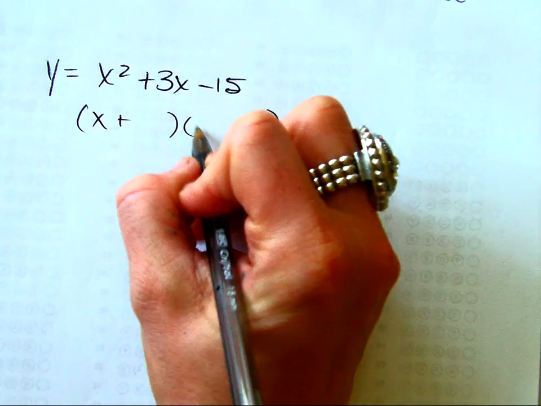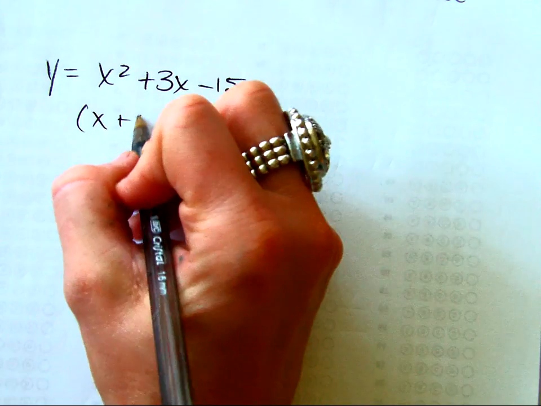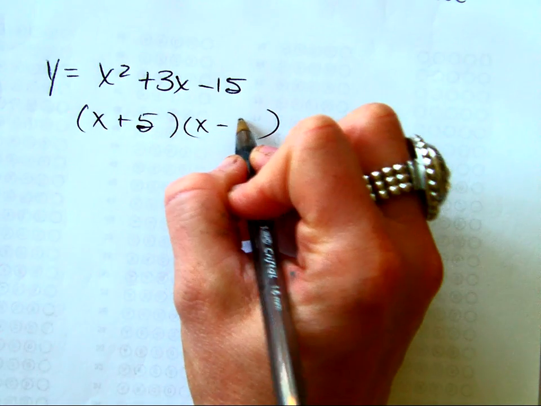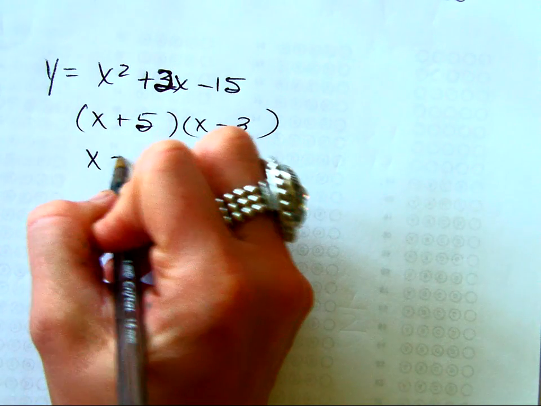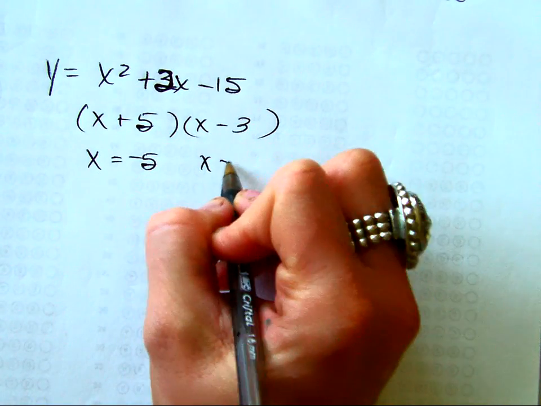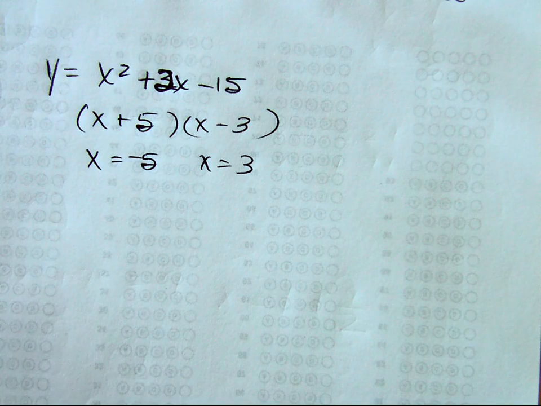Okay, so you would do an x plus, an x minus. This has got to be the 5. This has got to be the 3. Actually, we're going to make that a 2 to make this work. So your zeros would be negative 5 and positive 3, and then you'd go from there, right? Okay.